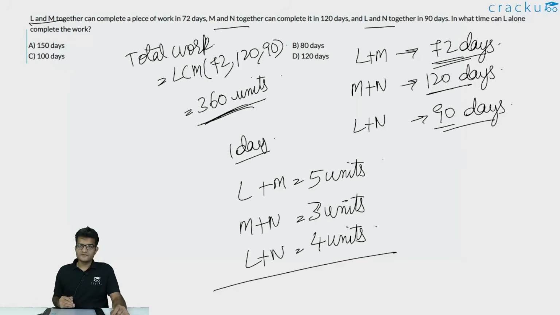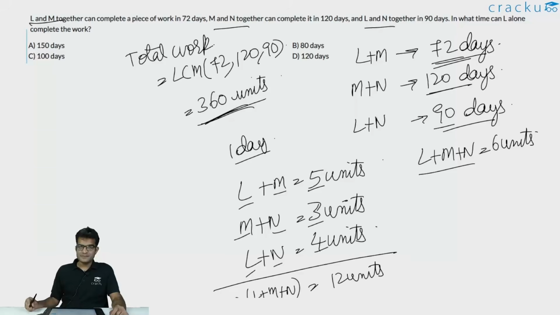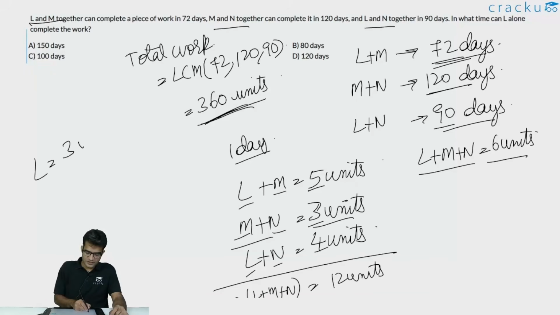If you add all of these three, 2 times L plus M plus N is equal to 5 plus 3 plus 4, because you can see that you will have 2 L's, you will have 2 M's and you will have 2 N's. So this would imply that this is equal to 12 units, or the amount of work that all three of them combined do in one day will be equal to 6 units. L plus M plus N is 6 units, M plus N is 3 units, so the value of L is equal to 3 units, or the amount of work that L does in one day is equal to 3 units.